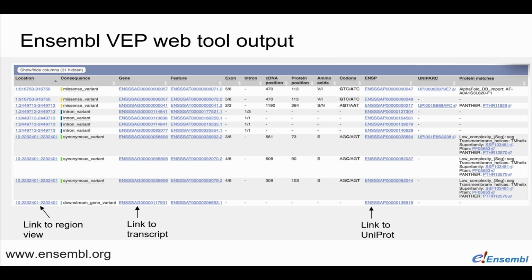Then whenever possible, if it's got a protein hit, it will move out to our UniProt database, which is our protein database that we have at EBI, and also show you the information there. And you can see in the second column, it's predicted the consequence of this variant on the reference genome.